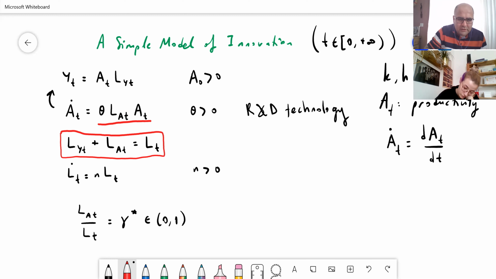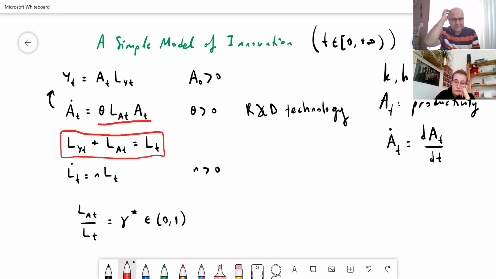How? Well, the total supply of labor is L. You may imagine that this is population or working age population or labor force. And the society has to decide how many of these workers are going to be used in the production of the goods, and how many of them are going to be used in R&D. Okay, so that's a decision to be made. Also, we have population growth or labor force growth. Okay, so this part looks like the Solow model.